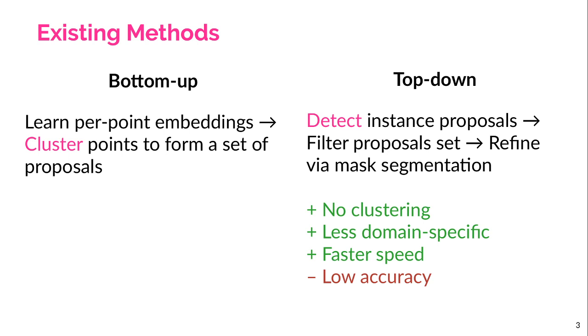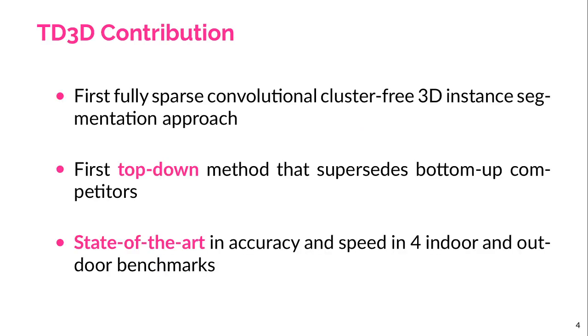However, we prove it possible to create a simple top-down approach that beats current state-of-the-art in both inference speed and accuracy. Our main contributions are as follows. We propose the first fully sparse convolutional cluster-free 3D instance segmentation approach, named TD3D. Then, we empirically prove that TD3D is the first top-down method that supersedes bottom-up competitors.